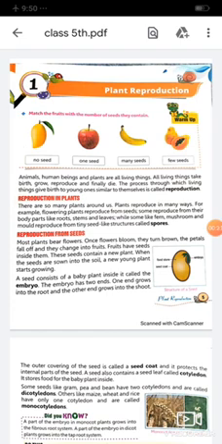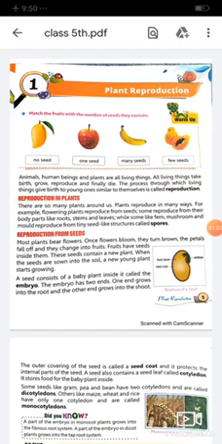So, children, animals, human beings, and plants are all living things. All living things take birth, grow, reproduce, and finally die. The process through which living things give birth to young ones similar to themselves is called reproduction, meaning all living things have a limited lifespan and die sooner or later.